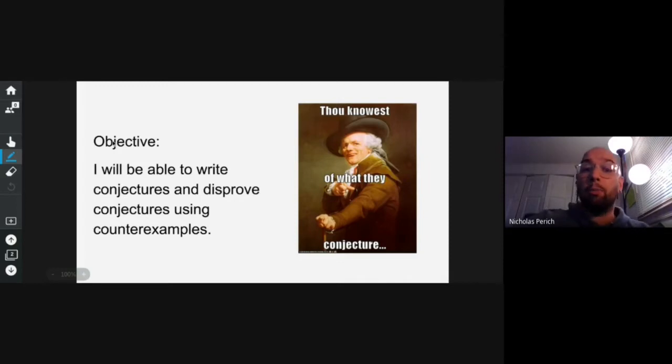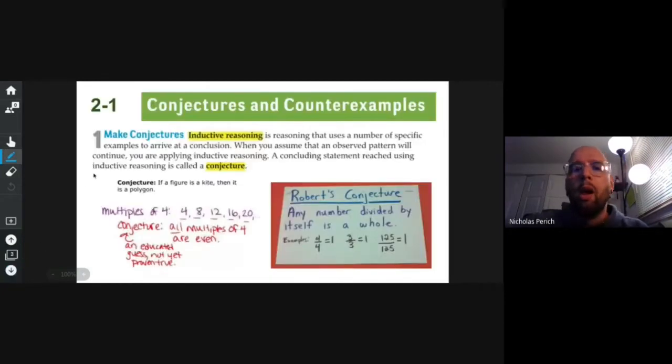I will be able to write conjectures and disprove conjectures using a little thing called counterexamples. What's a conjecture? Well, a conjecture is when you use inductive reasoning to arrive at a conclusion. Basically, the conjecture is the statement that you can make based off of information that you have.